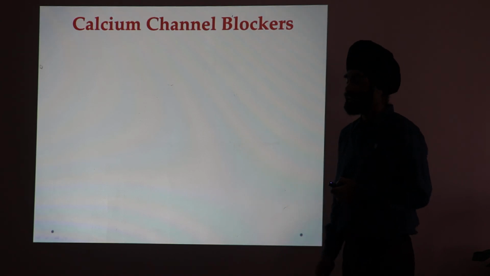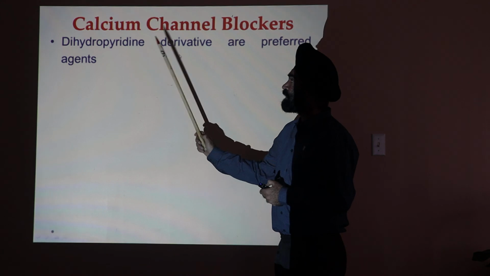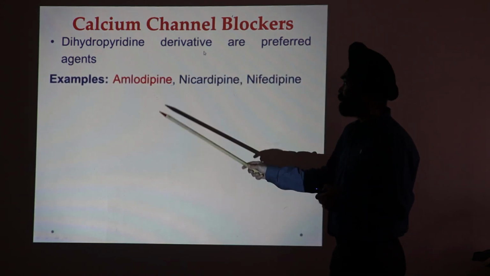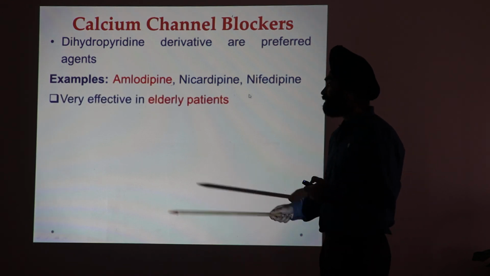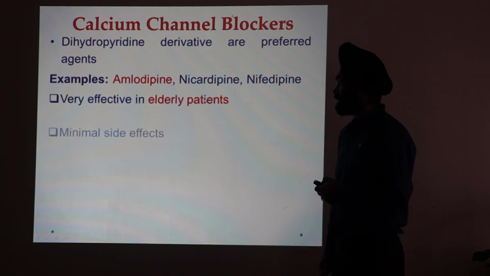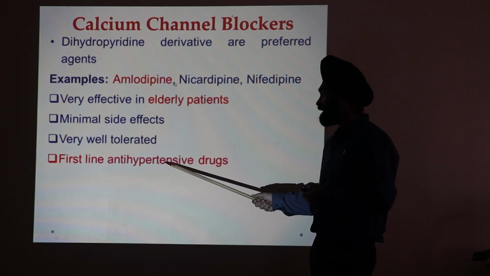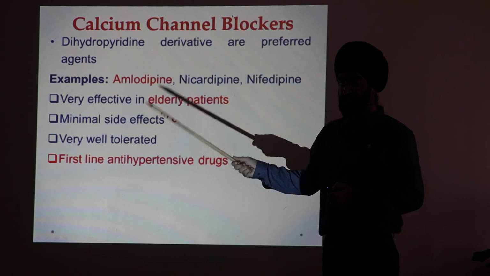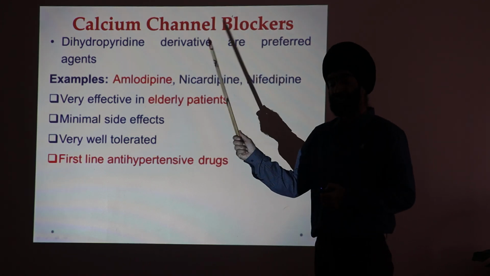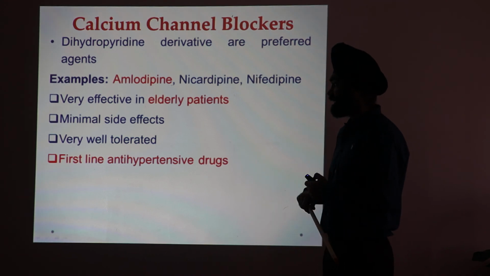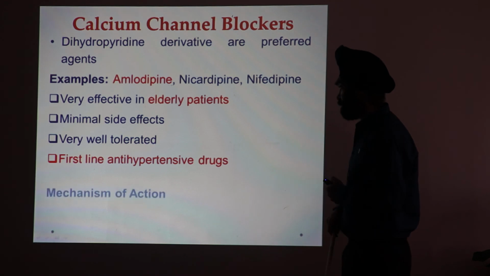Another category, third category, calcium channel blockers. In this category, we prefer dihydropyridine derivatives like amlodipine, nicardipine, nifedipine. This is a long list of drugs. They are very effective in elderly persons. Minimal side effects, very well tolerated, first line agents. All the drugs which I am mentioning today, thiazide, beta blockers, calcium channel blockers and ACE inhibitors, all these are first drugs of choice. Depending upon the patient, the physician chooses which drug to use.